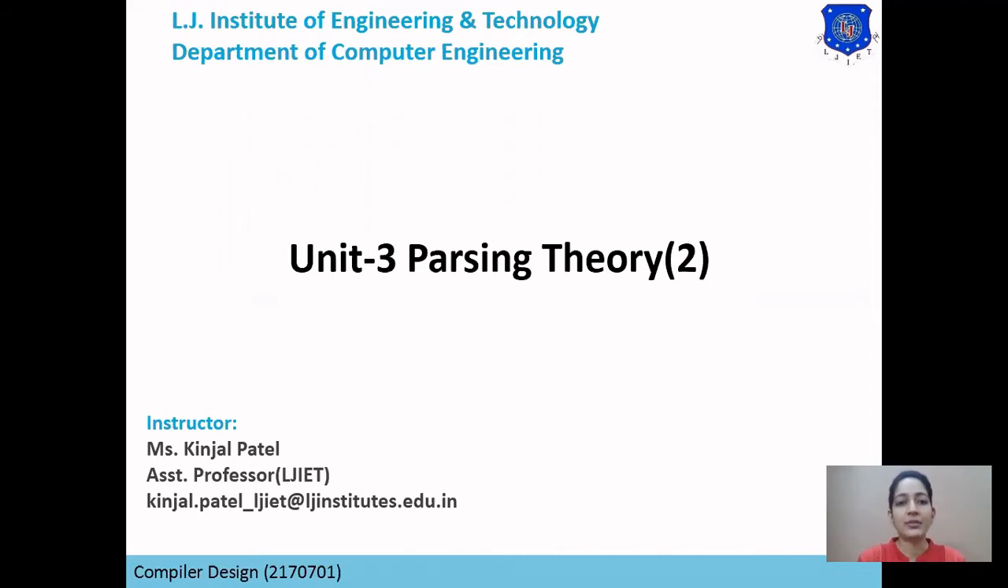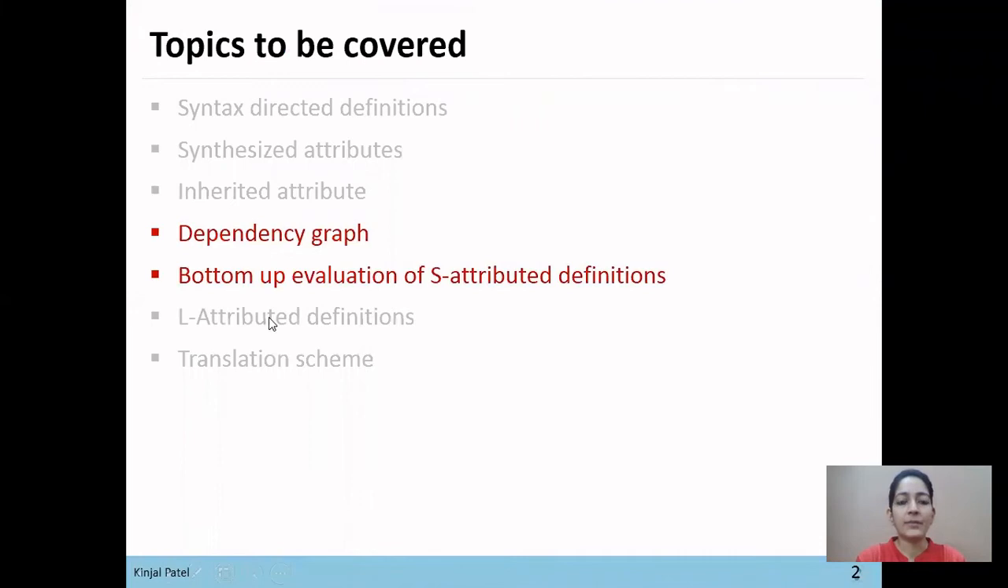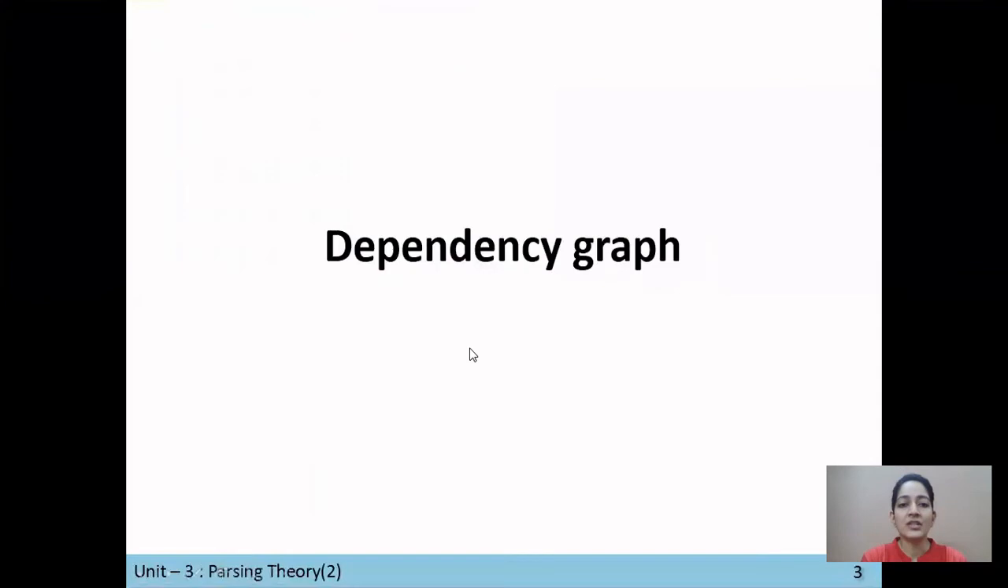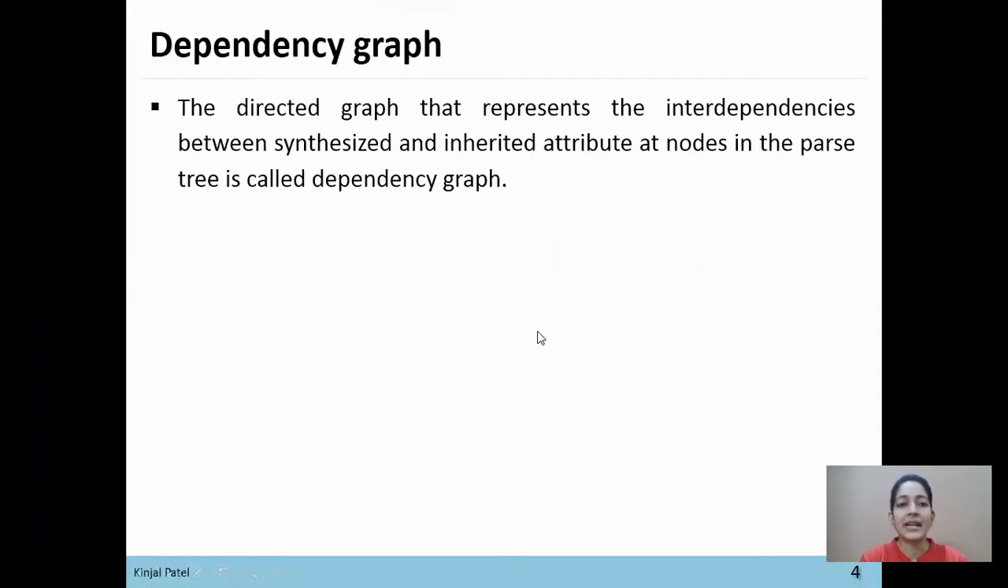So here is part 2 of Chapter 3, Parsing Theory, Lecture 2. In this lecture, we will learn dependency graph and bottom-up evaluation of S-attributed definitions. So first, what is a dependency graph? A dependency graph is a directed graph that represents the interdependency between synthesized and inherited attributes at nodes in the parse tree. It is used to show the interdependency between synthesized and inherited attributes of each node.